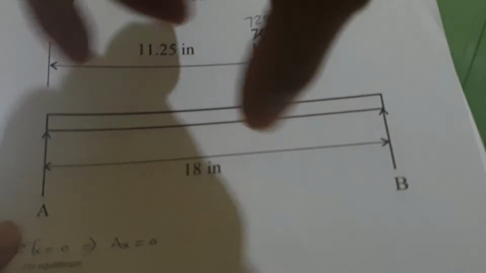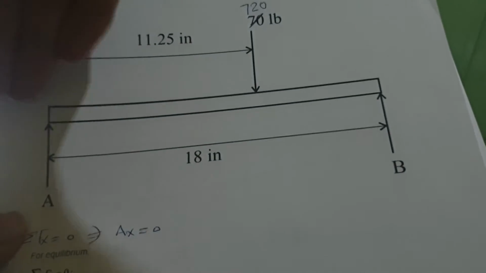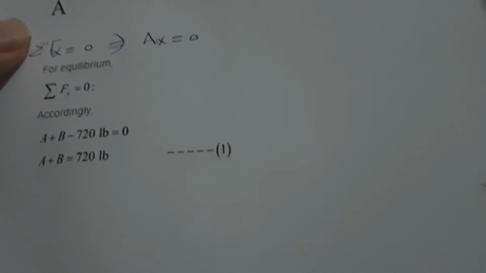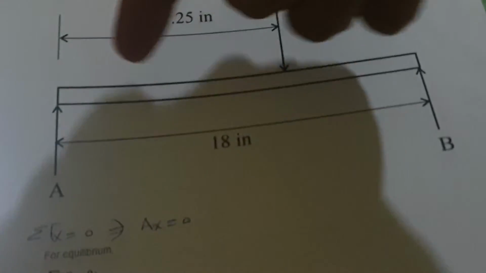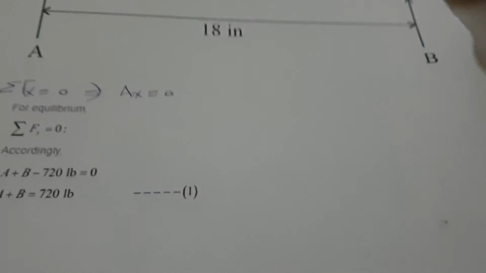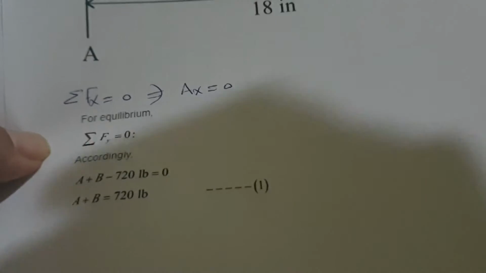Now we have 18 feet, and we have the reaction B, and we have the reaction AY or A. Remember, AX: there is nothing else in the x-axis, so AX is 0. So summation of forces in X equal to 0, AX equal to 0. Summation of forces in Y, you can see that 720 is negative, A plus B positive. So A plus B minus 720 equal to 0, which means that A plus B equals 720.